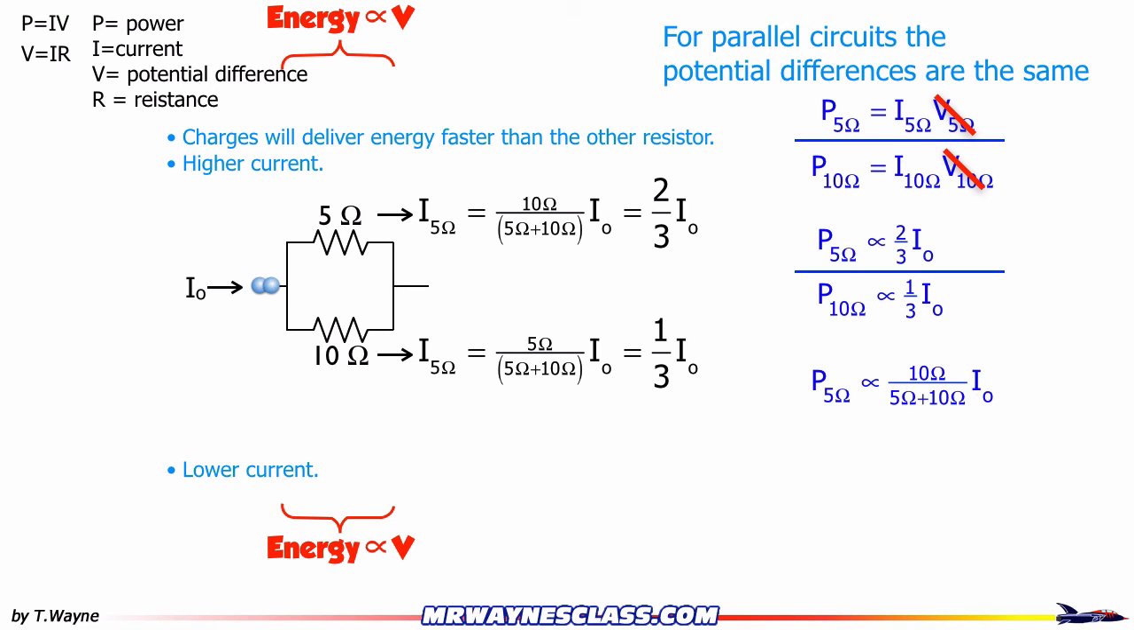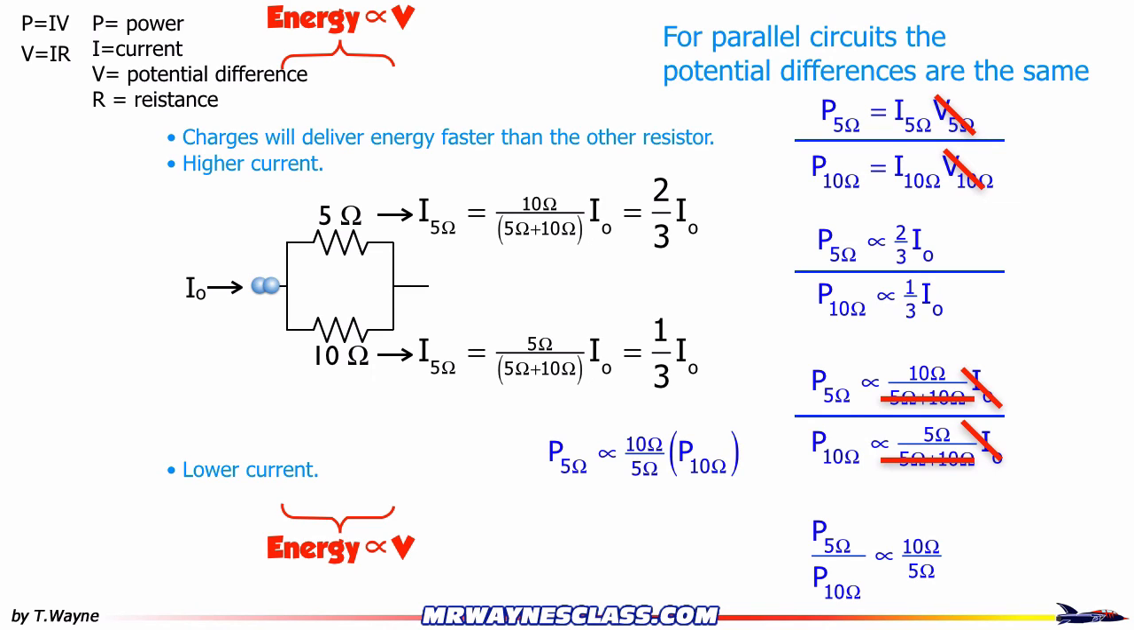So I'm going to take it back a step and talk about where the 2/3 came from and where the 1/3 came from. So that's the 10 ohms divided by 15 ohms. And the bottom one's going to be the 5 ohms divided by 15 ohms. But now the I naughts divide out, so I'll divide them out here. And also something else divides out, that's the denominator of my fractions. So the 15 goes away as well. So now the ratio, the power in the 5 to the power in the 10, is equal to 10 over 5 ohms. So the power in the 5 ohm resistor is proportional to 10 over 5 times the power in the 10, or in other words, twice the power in the 10.